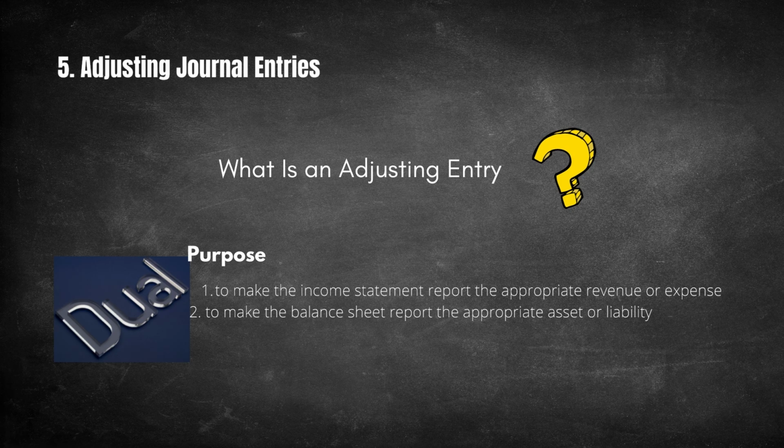The adjusting entries for a given accounting period are entered in the general journal and posted to the appropriate ledger accounts. And take note, these are the same ledger accounts used to post your other journal entries.